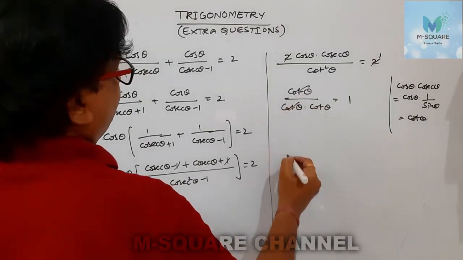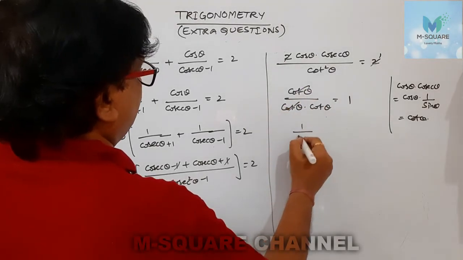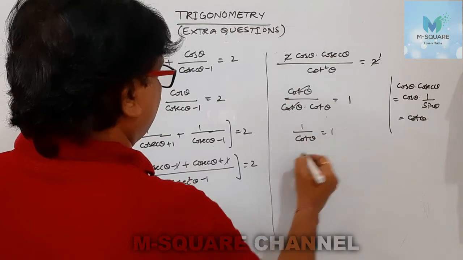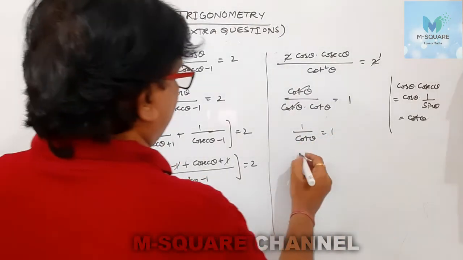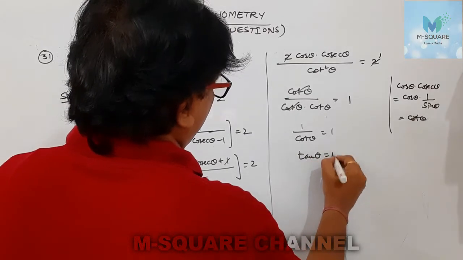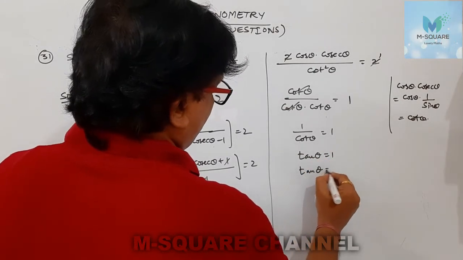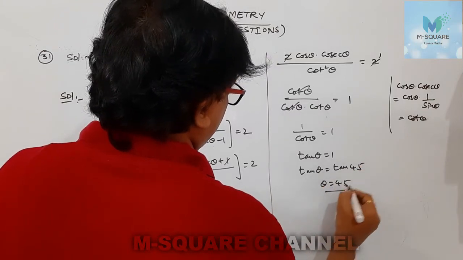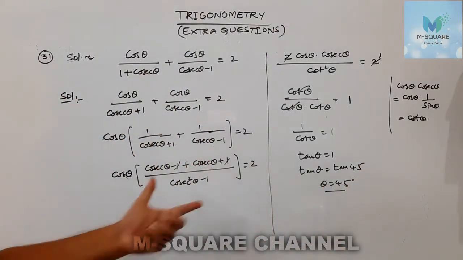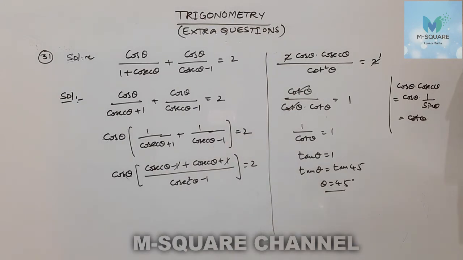So these two are cancelled. 1 by cot theta equal to 1. You can also write it as tan theta equal to 1. So tan theta equal to tan 45. So theta value is 45. So this is the method we are going to do.